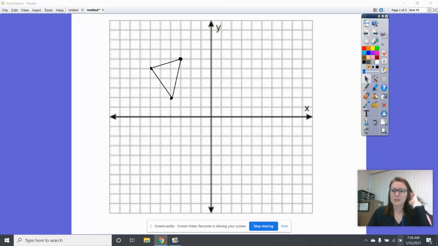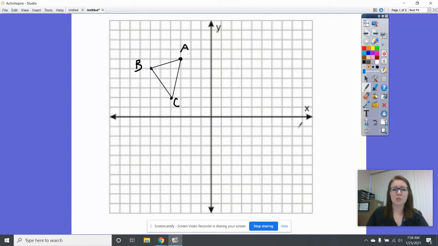So for example, let's say we have this shape here, and often when we have a shape, the points will be labeled A, B, C, or whatever letters. And first we're asked to reflect over the y-axis, and then we're asked to rotate 90 degrees clockwise.